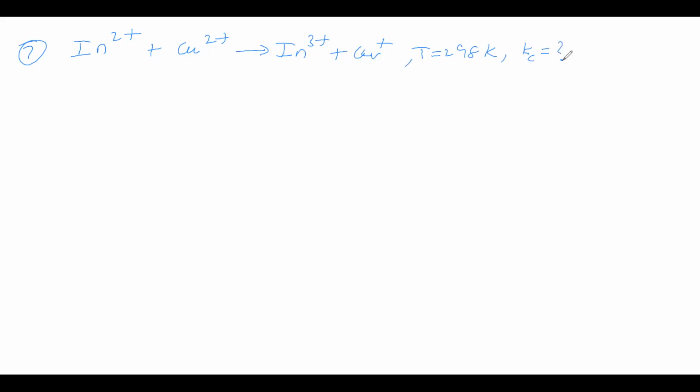Then what is the other given data? E naught of Cu2+ bar Cu+ is given, that is 0.15 volt. Then E naught of In3+ bar In+ is given, that is minus 0.42 volt. Next given is E naught of In2+ bar In+, that value is minus 0.4 volt.